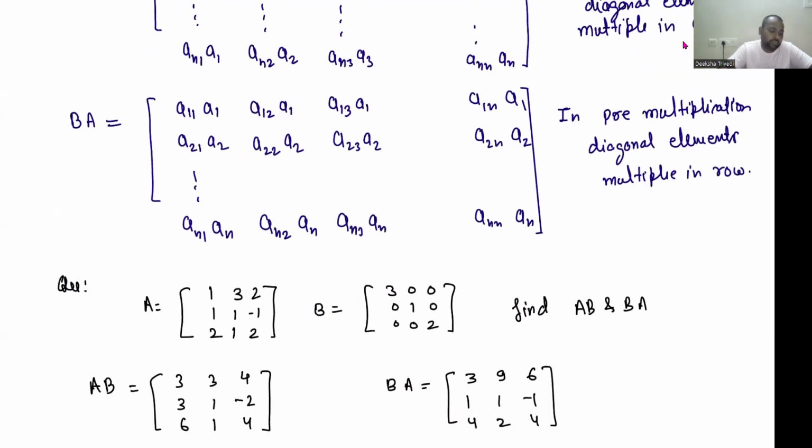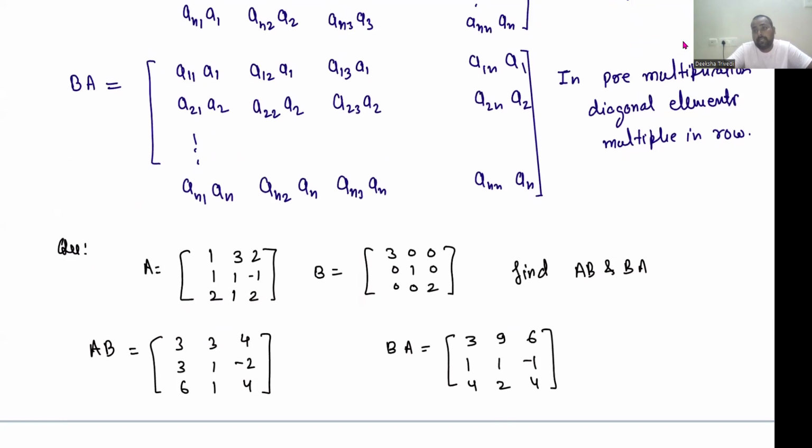Next thing, here if we pre-multiply a given matrix by a diagonal matrix, then the diagonal elements multiply in rows. If we have post-multiplication by a diagonal matrix, then the diagonal elements multiply in columns. Am I correct? So directly we can write.